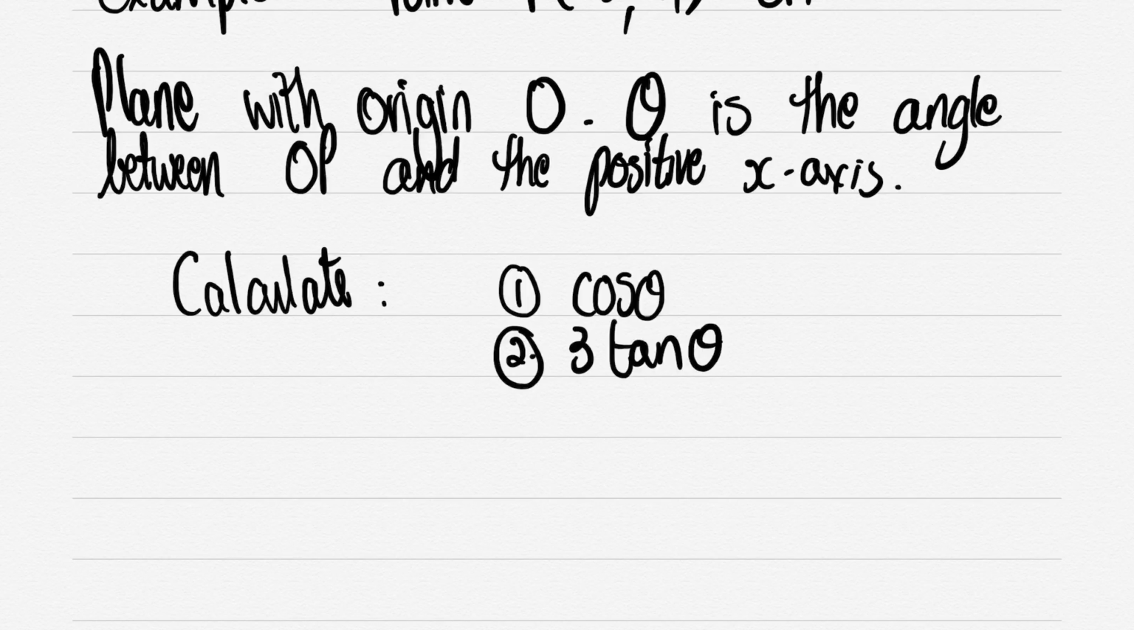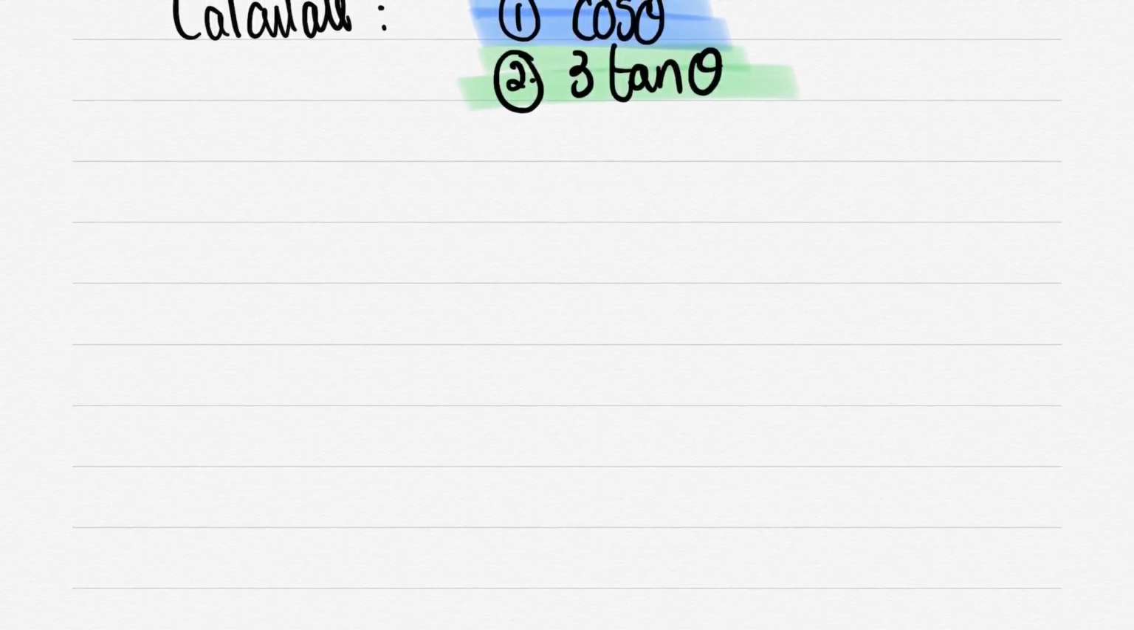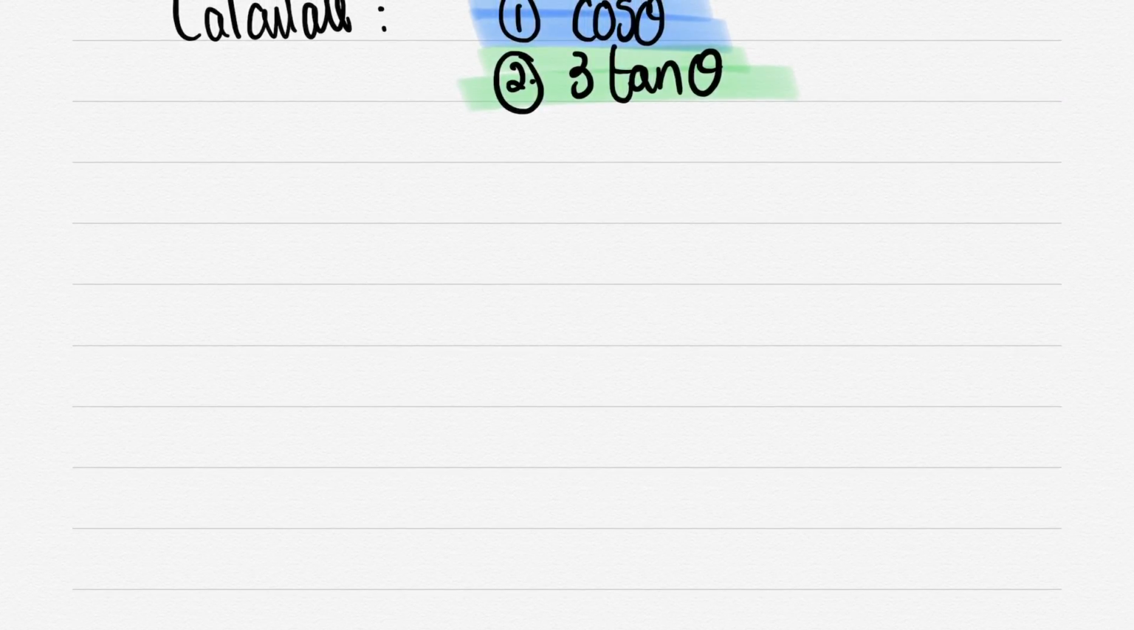What we're being asked to find out is cos theta, and the other question is 3 tan theta. So as long as we can find our x, our y, and our r, we'll very quickly find the answers to these two questions. So we've got cos theta. I think it's time that we start with step 1.